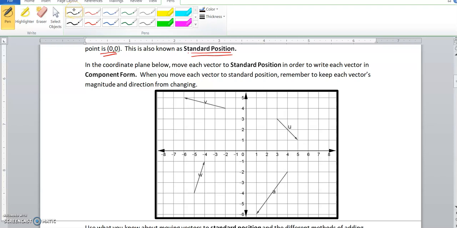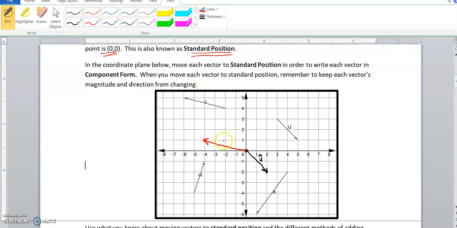We see u is down to the right 2. So all we're going to do is move that vector, but keep the magnitude and direction the same. Okay, so there's vector u. We moved on to red next, v. V is over 1, 2, 3, over 4 up 1. So over 1, 2, 3, 4. Okay, so there's vector v.